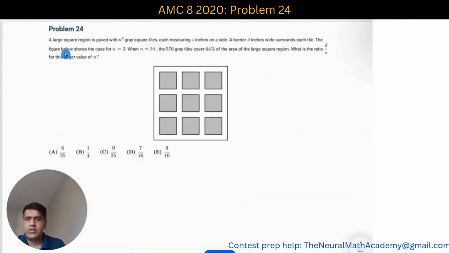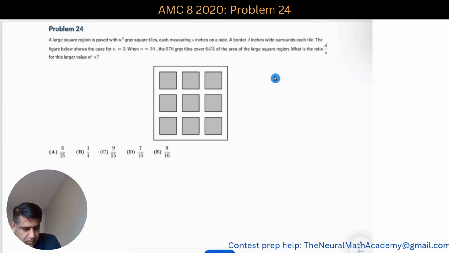let's solve problem 24, where a large square region is paved with n square gray tiles, each measuring s inches on a side. A border d inches wide surrounds each tile. The figure below shows the case for n equal to 3. When n is equal to 24, the 576 tiles cover 64% of the area of the larger square region. What is the ratio d by s for this larger value of n?